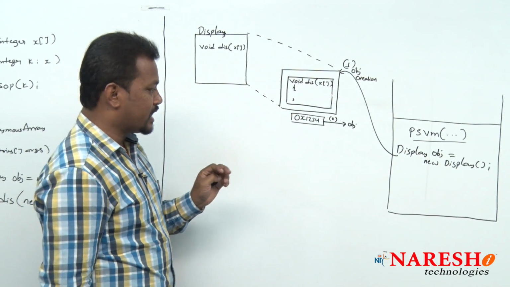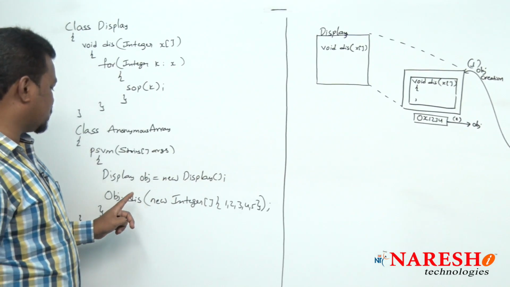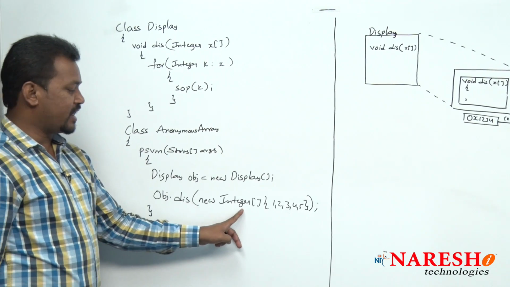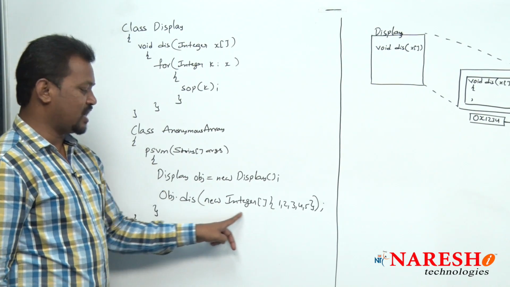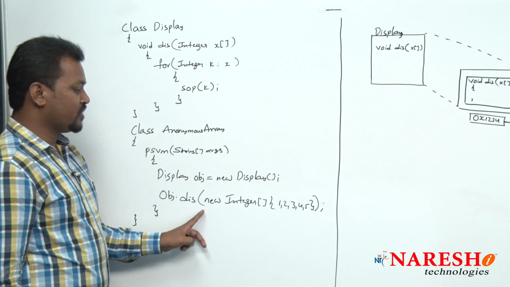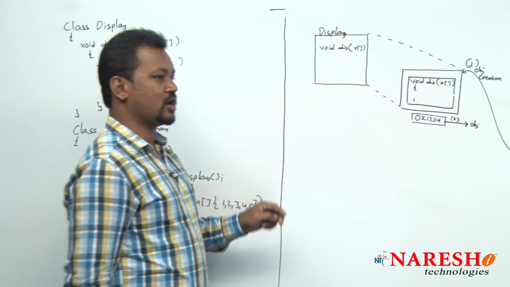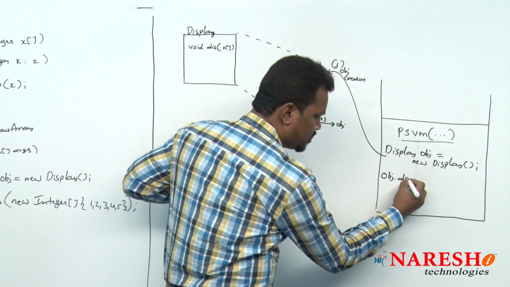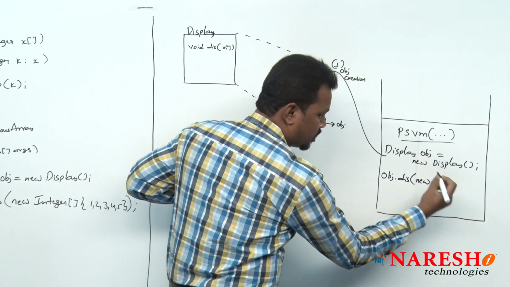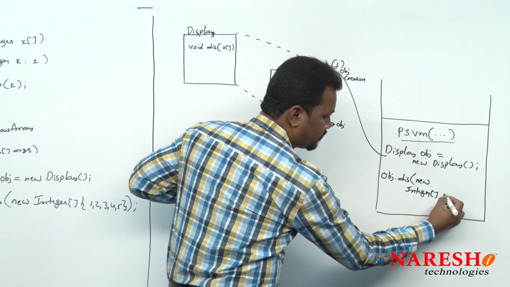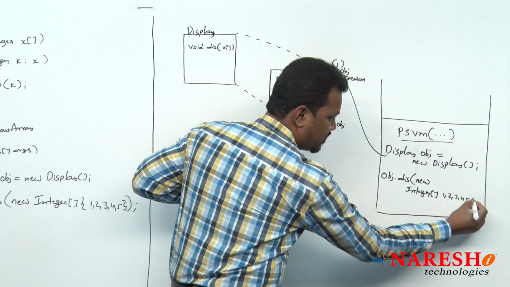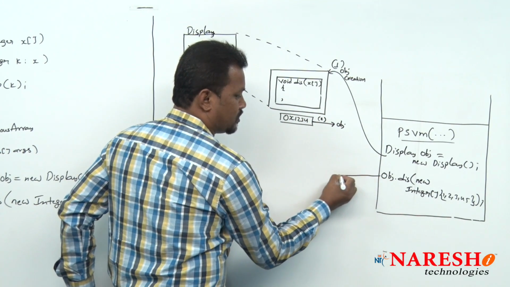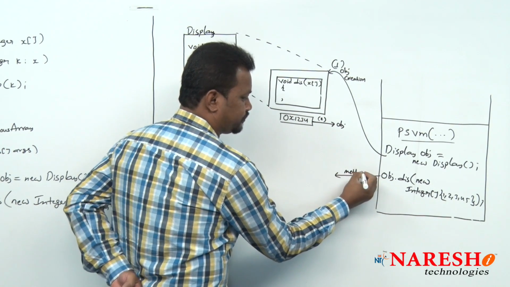Now the second line of the program is obj dot display of new integer array 1 2 3 4 5. This array does not have a name. So let us identify this line. To execute this line, I am going onto the stack. Here, obj dot display of new integer 1 2 3 4 5. This I am calling a method call.